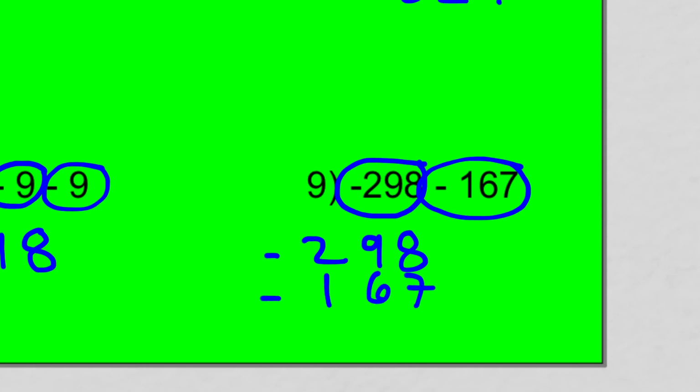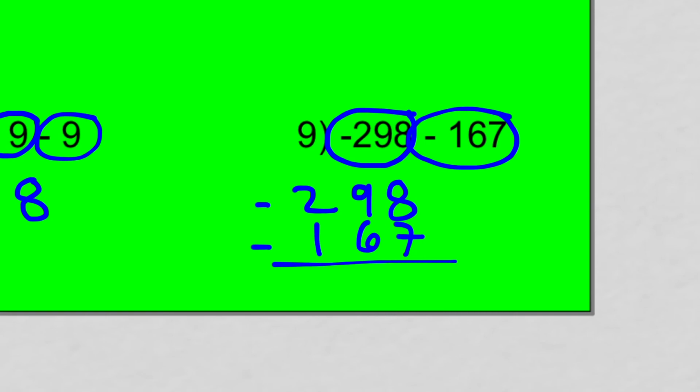And this one I'll have to do my column addition. 8 and 7 is 15, carry the 1. Those add up to 16, carry the 1. That adds up to 4. And since they're both negative, the answer is negative.